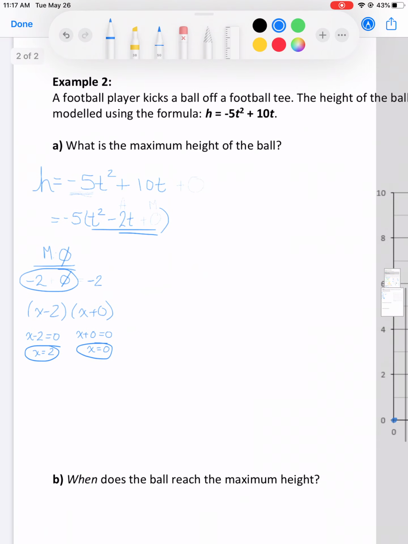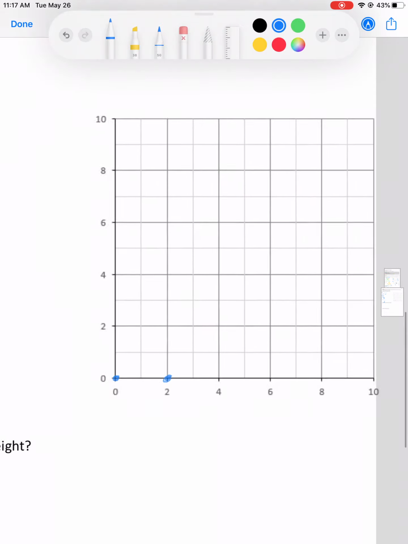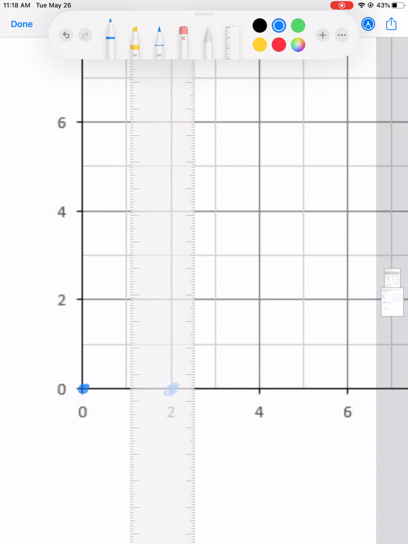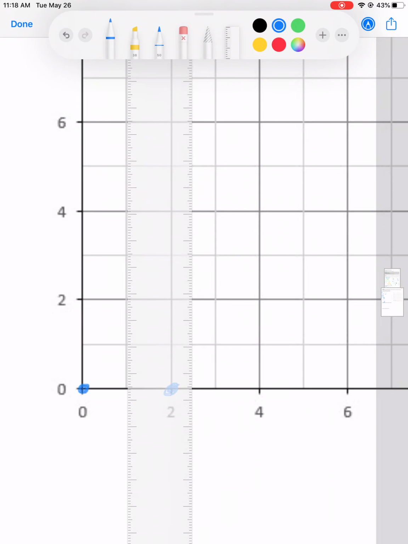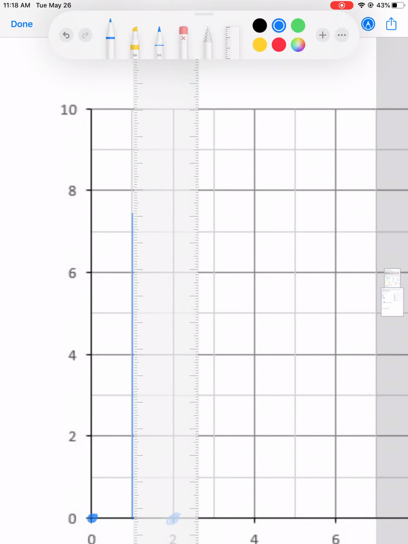Axis of symmetry. You're going to do 2 plus 0 divided by 2. 2 divided by 2, which is equal to 1. So I don't know if you noticed, but the axis of symmetry is always right in the middle between our two zeros. Let's not go past that. There we go. Okay.